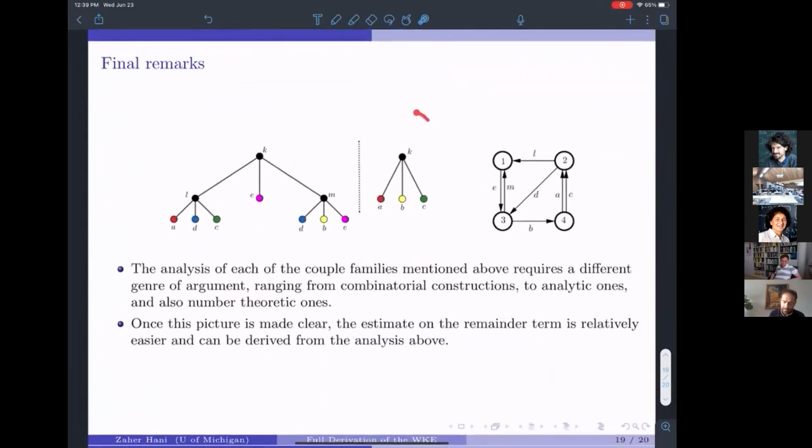So here I write down the couple that you have seen a couple of slides before. You have trees, and the leaves of those trees are paired.